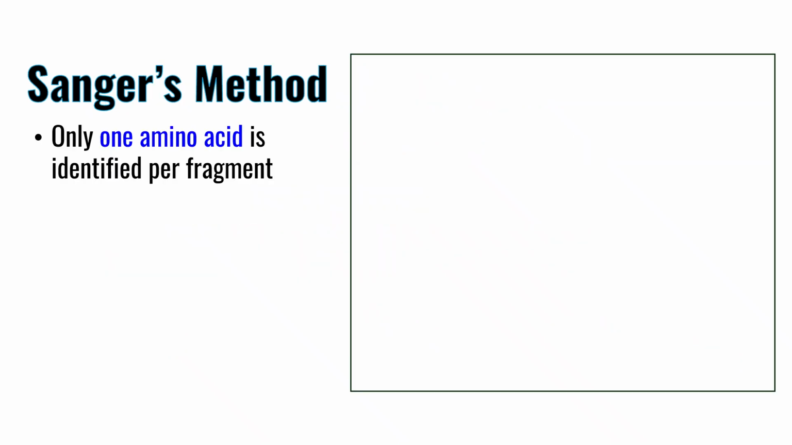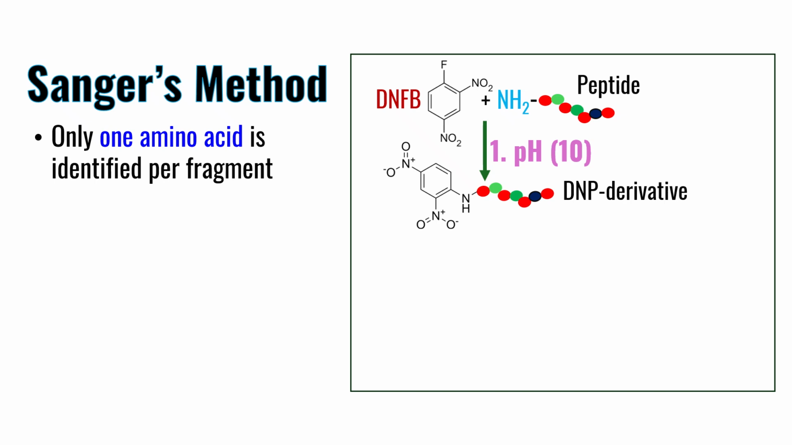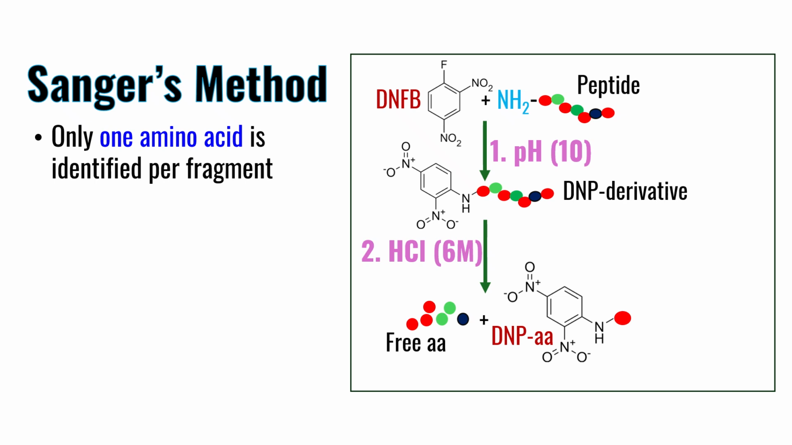So let us go over Sanger's methodology and identify its limitations. It involves three steps. Step 1 is a reaction between dinitrofluorobenzene and short peptide at alkaline pH. It produces a derivative called DNP derivative or dinitrophenyl derivative. In step 2, this peptide is completely hydrolyzed by incubation overnight with strong HCl at high temperature. So free amino acid and DNP-amino acid derivative is released, which in step 3 is identified using chromatography.